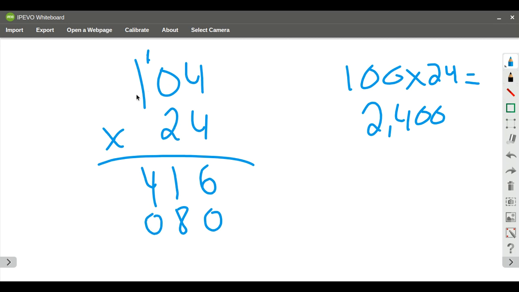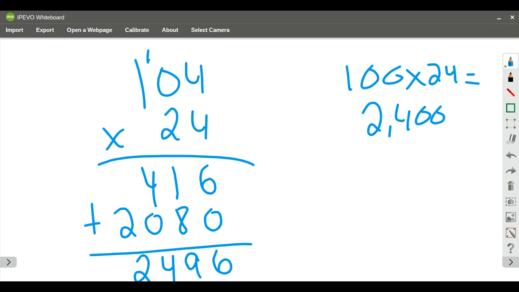And then 2 times 1 is going to be 2. I'm going to add those together and see if my answer is reasonable, if it's near my estimate. So I have 6. 1 and 8 is 9. 4 and 0 is 4. 2. So my answer is 2,496. It's very close to 2,400. I have a very reasonable answer, so I should be good.